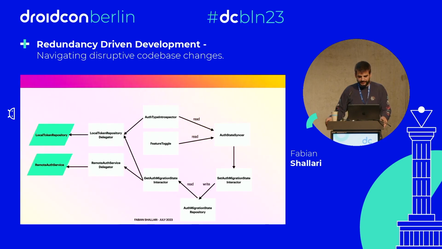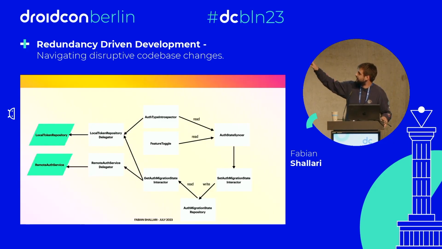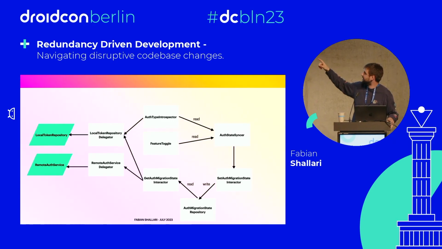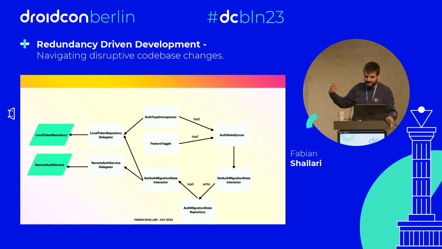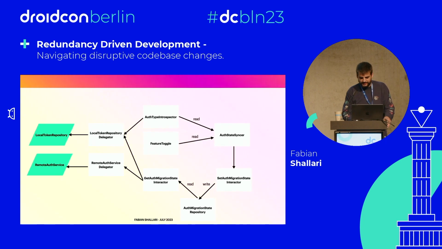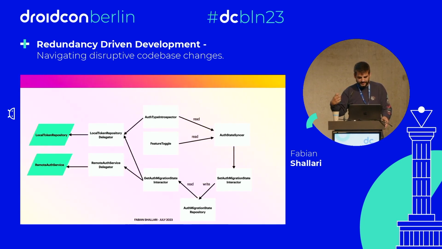And this is kind of what it looks like in more detail. I don't think it makes much sense to go through the whole diagram. Basically, all the things on the right of the local token and the remote auth service delegator is what you would say is a state machine. And that state machine makes sure that whenever both the local token repository and the remote auth service delegator ask the get auth migration state interactor, it makes sure that the user is in a consistent state and the state is checkpointed and saved.